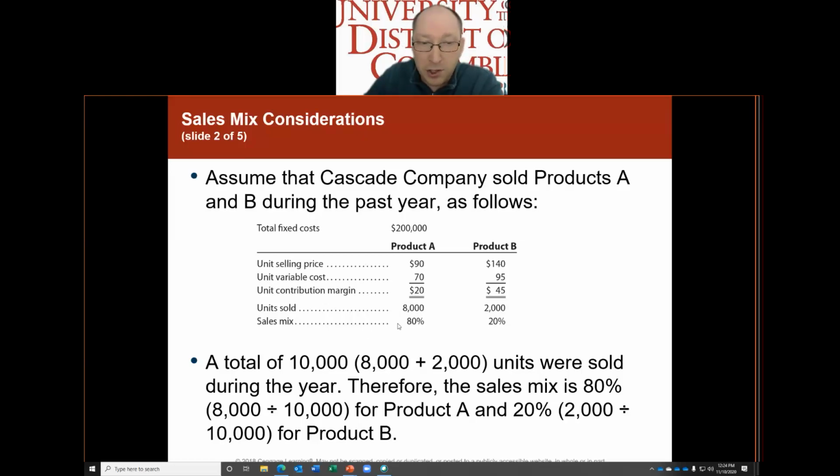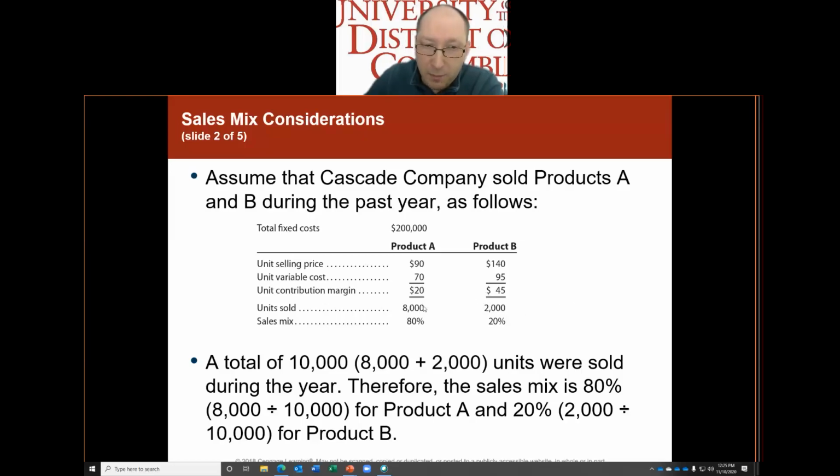The way you get the sales mix percentage is you take the number of units sold divided by the total units sold. So, in other words, in product A, I sold 8,000 units of product A out of a total of 10,000 units. How did I get 10,000 units? Product A units sold plus product B units sold. That's 10,000 units.